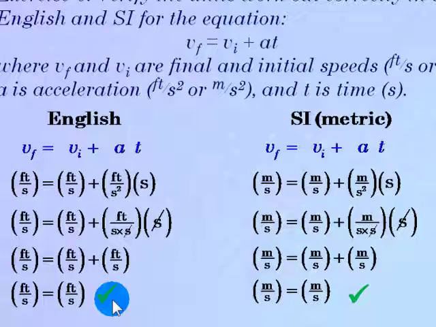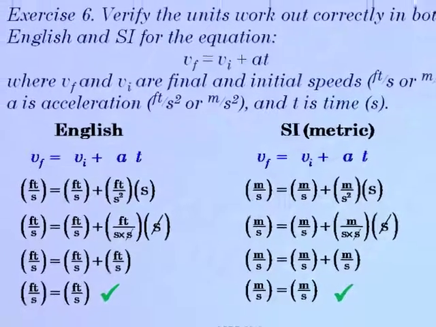In the metric system, a very similar result. You'll have meters per second squared times seconds, and one of the seconds will cancel, leaving us with meters per second plus meters per second on the right side, such that meters per second equals meters per second, and so everything checks out very nicely, and the formula is consistent with the units of speed.